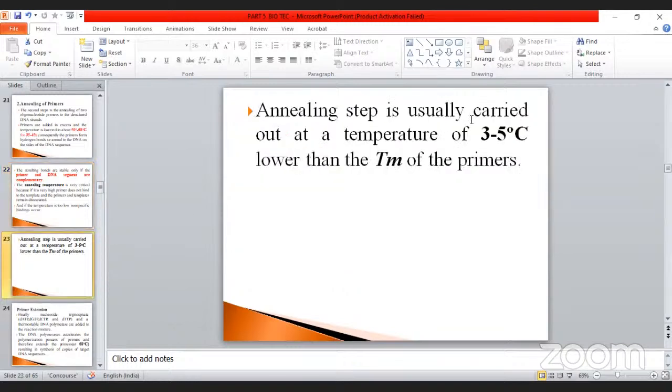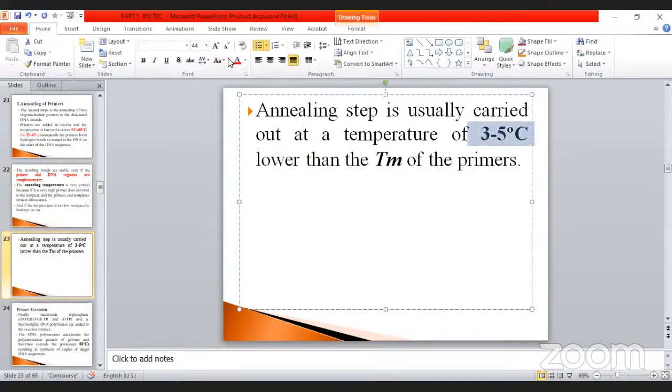The annealing step is usually carried out at a temperature of 3 to 5 degrees Celsius lower than the Tm of the primer. What is the meaning of Tm? Melting temperature. The melting temperature should be 3 to 5 degrees Celsius lower. That is very, very important.